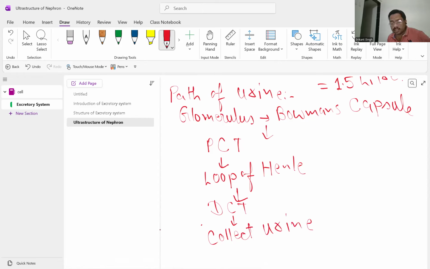So in a day, a human being urinates 1.5 liters.